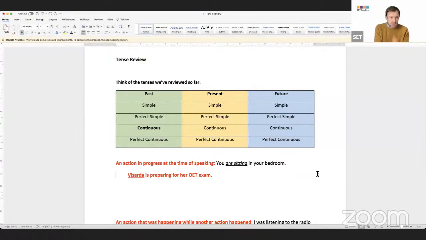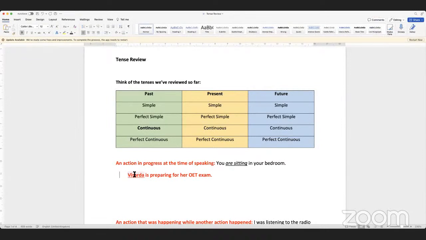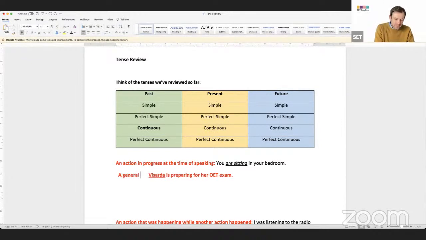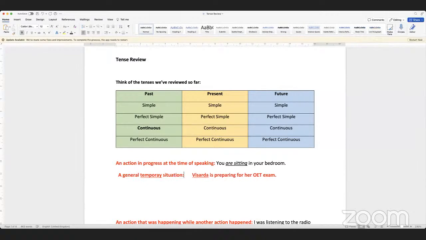Last night, when you were asleep at 3 a.m., you could say Vizada was preparing for her OET exam. You could say that, but it's not something you were doing at that moment. It's a general temporary situation, isn't it? Yeah. So Vizada is preparing for her exam.